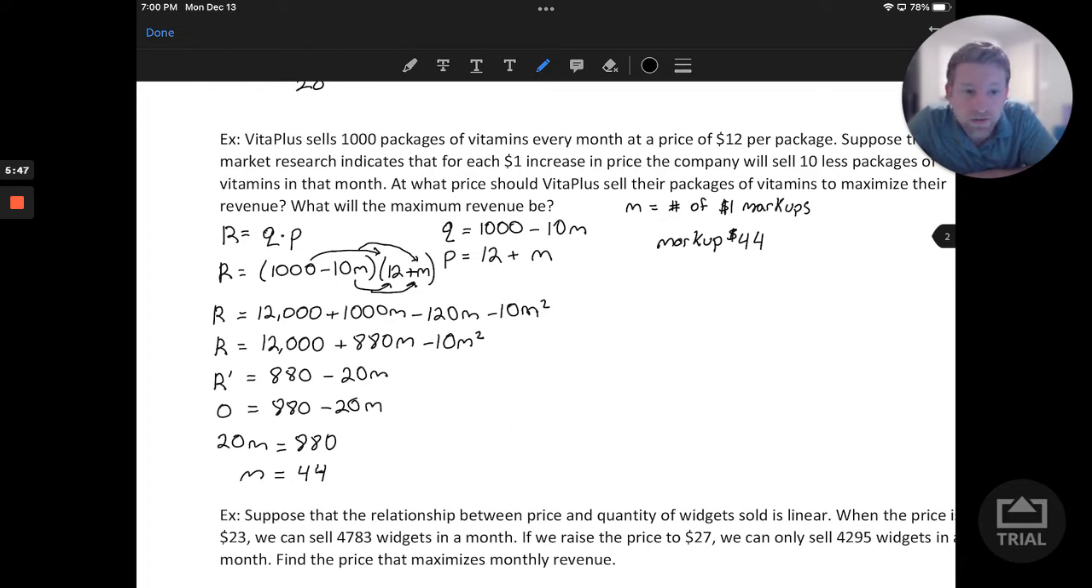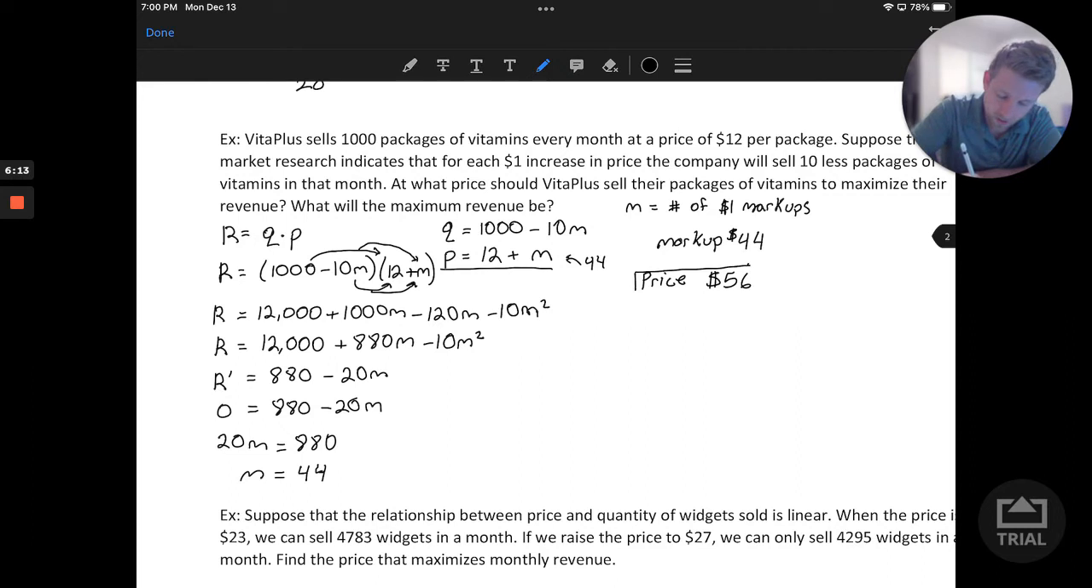So what is the overall price that's going to maximize our revenue? Well, the price currently was 12. And if I have 44 as my markup, little m is equal to 44. 44 plus 12 is going to be 56. So 56 is going to be my grand total price. And we've got to go out and find the actual maximum revenue.